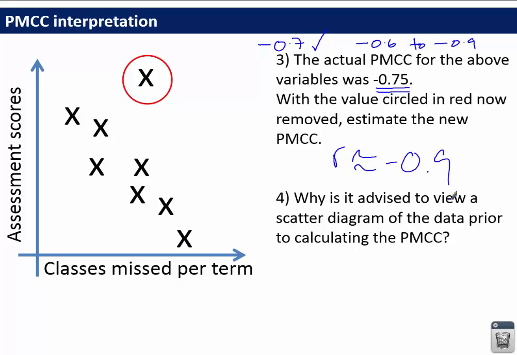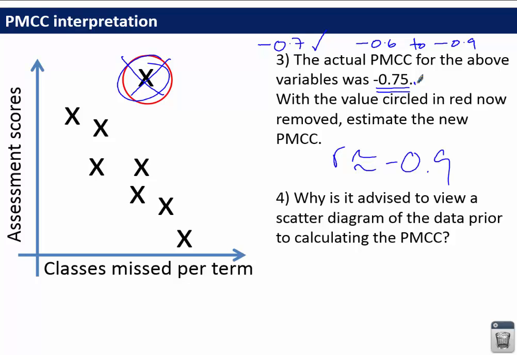Absolutely. For this question here, again, it's an estimation. We don't know exactly what the examiner is looking for, but the key is the fact that with this outlier removed, the data will be more correlated, or in a straighter line, hence the correlation increases, and what we have is a minus 0.75 increasing to a minus 0.9, or increasing in terms of correlation.